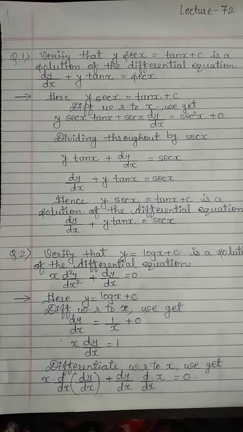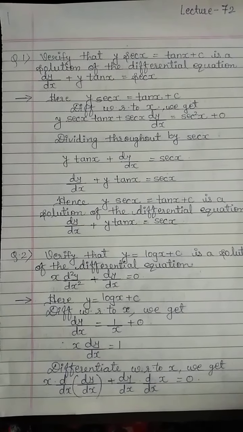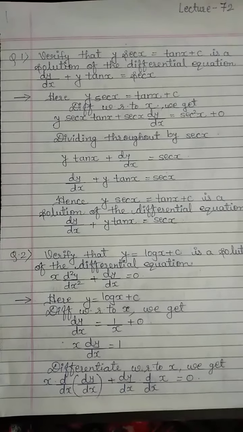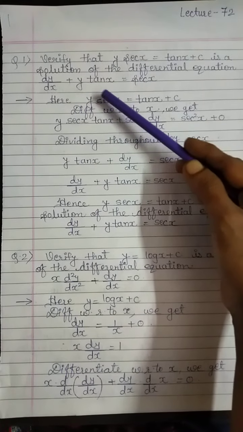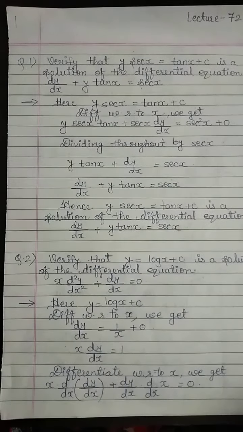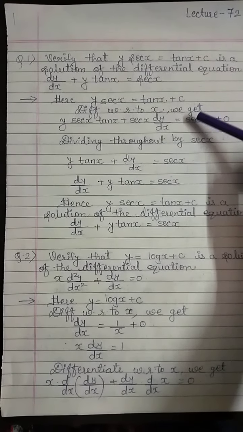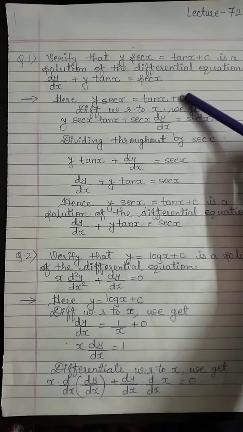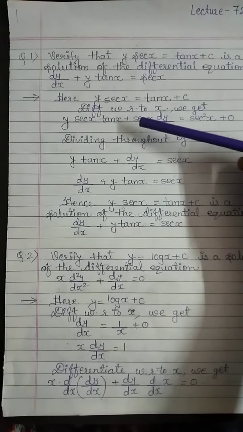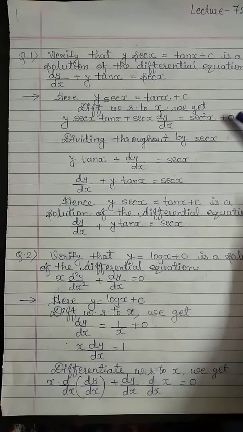Now here we will start with the given form of equation, that is y sec x is equal to tan x plus c. Now differentiating with respect to x, we get, here we have two terms, so we will apply the u into v rule. So y into derivative of sec x plus sec x into derivative of y is equal to derivative of tan x plus derivative of constant c. So we will get y sec x into tan x plus sec x into dy by dx is equal to sec square x plus 0.